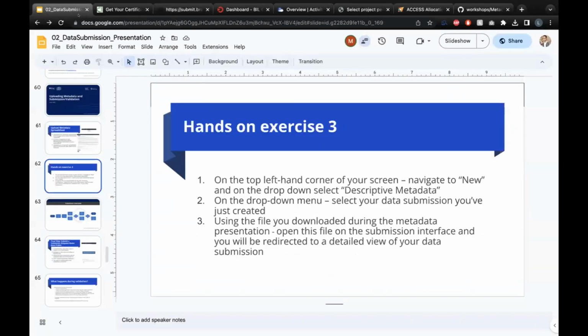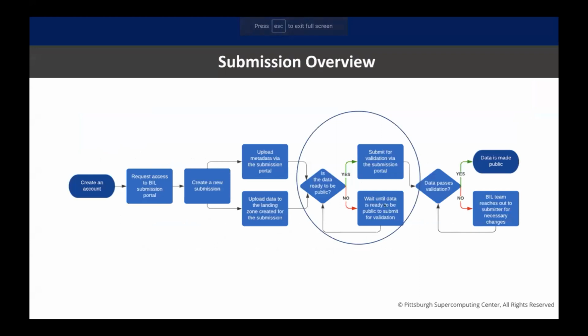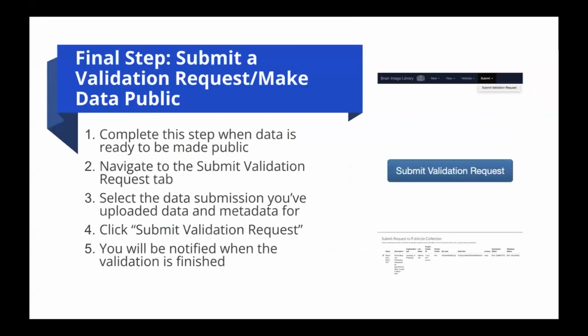So I'm going to jump back over to my slideshow here. Now we're at the point where we've uploaded data, we've uploaded metadata, and we're ready to make the data public. To let us know that you're finished with both uploading data and metadata, and you've looked over things and you're happy with the way things are formatted, on the submission portal there's a button called Submit Validation Request. What this does is send us an email directly letting us know that this user has requested this data submission be put through the validation process and a public link to be generated.